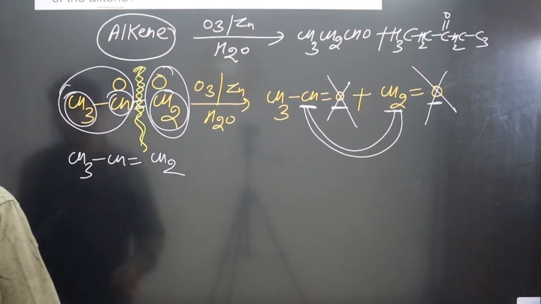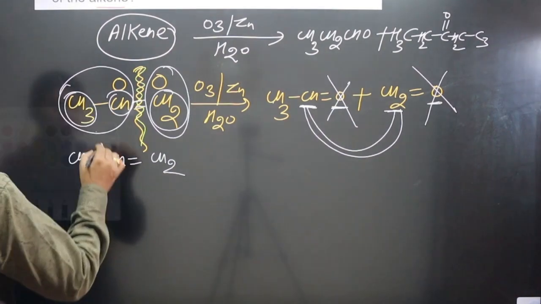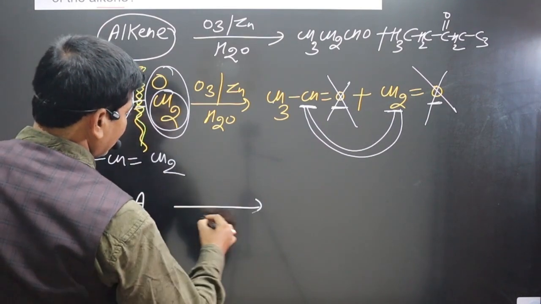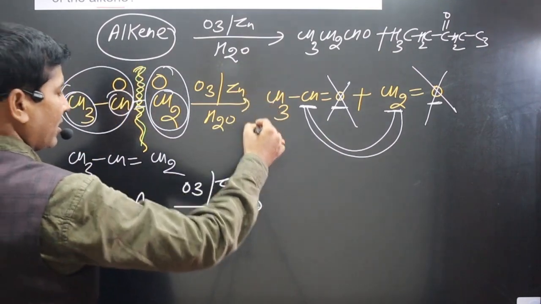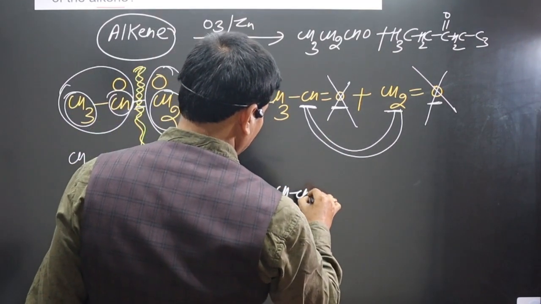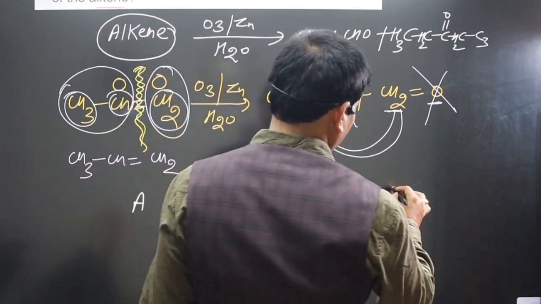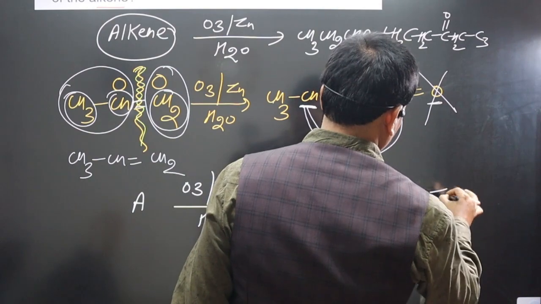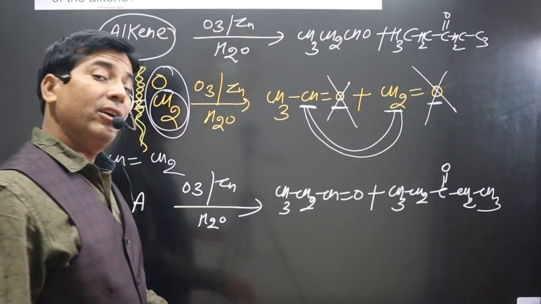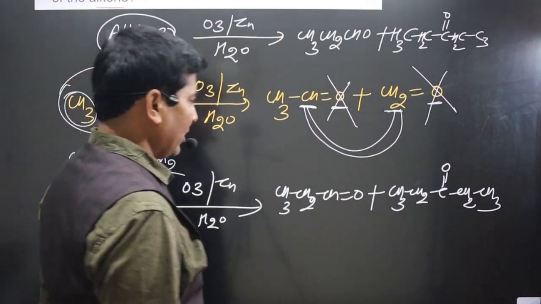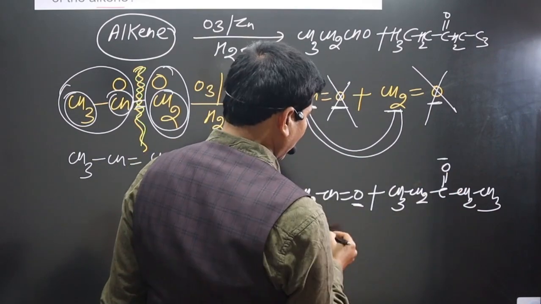The reactant is an alkene, which I assume is reactant A. A undergoes ozonolysis with O3 and Zn/H2O. What are the products? Propanal, CH3CH2CH=O, and plus pentan-3-one, CH3CH2C(=O)CH2CH3. These are the products, so focus on the oxygen. You can see oxygen is present here and here. We cancel these oxygens.